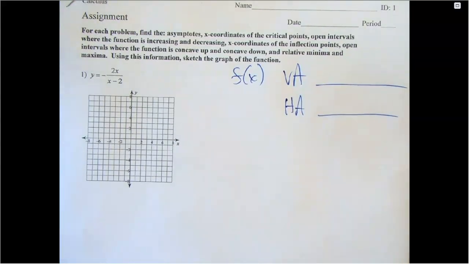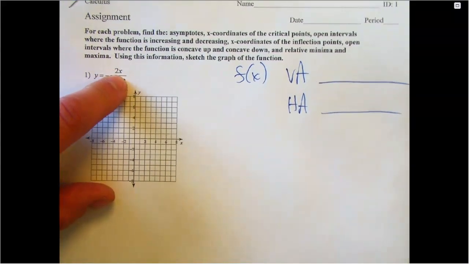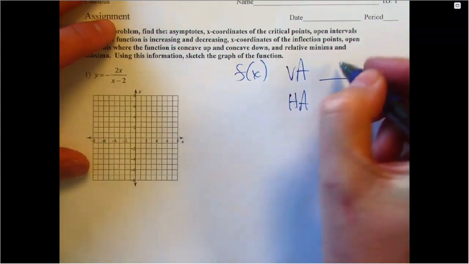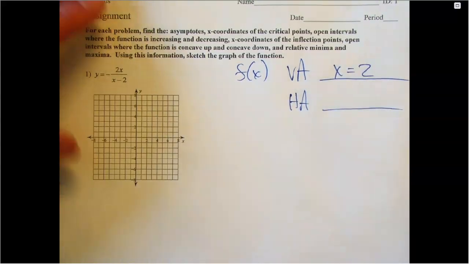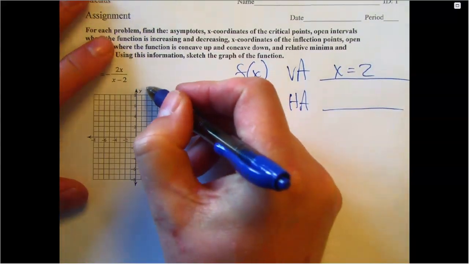That's from the limits here. Remember, vertical asymptotes happen when the bottom is 0, but the top is not. So what x value makes the bottom 0 here? 2, and does 2 make the top 0? It does not. So then we have a vertical asymptote at x equals 2. And I can put that on my graph.